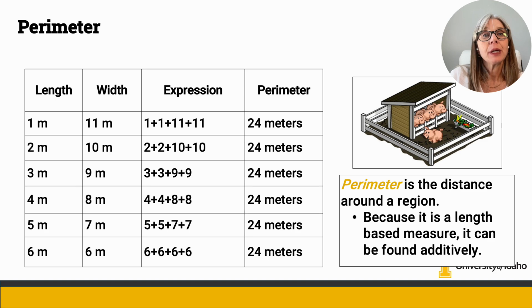Perimeter is the distance around a region or a shape, and because it is a length-based measure, it can be computed additively. What did you find as you explored the various shapes? This is a fixed perimeter problem. The perimeter does not change, but the lengths and widths of the rectangles do. What do you notice as you look at the rectangles? They move from long, skinny rectangles to rectangles that are more square-like as each side length becomes closer to the same value.